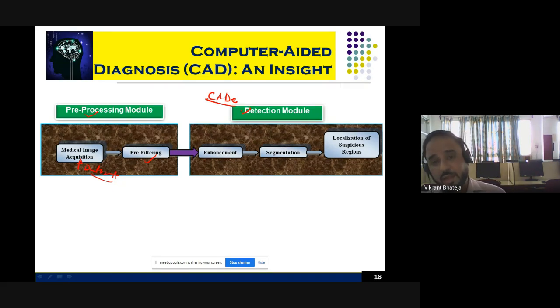But certainly, if we want to employ a decision support system over there, so that in an automated manner, the computer should provide you an assessment or evaluation of whether these particular suspicious regions are truly suspicious, whether the affected areas are truly benign cancers or malignant cancers. So all that could only be possible if we go to another module.